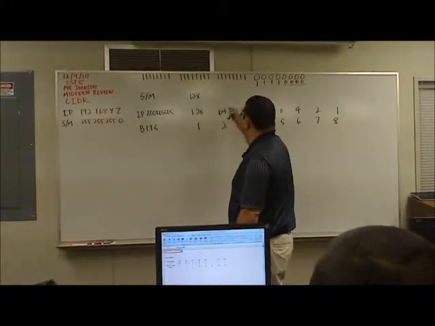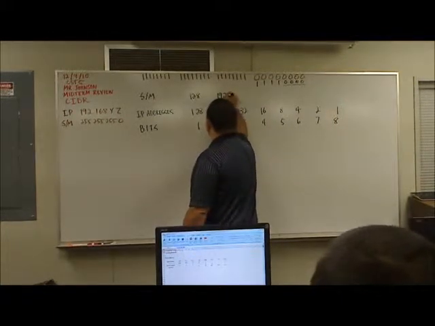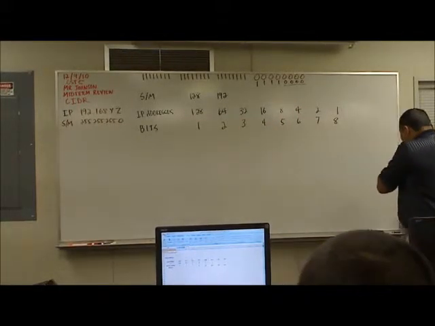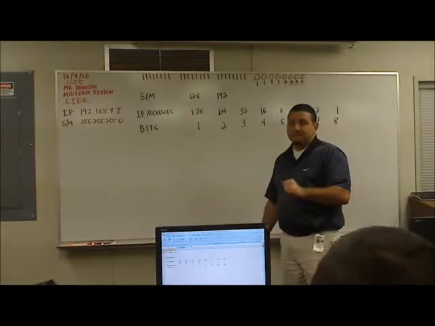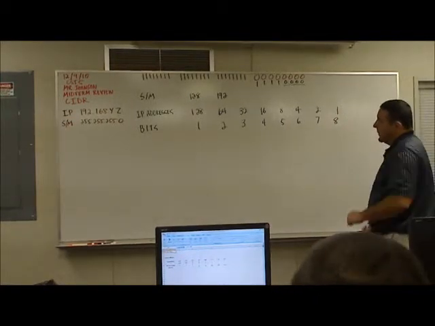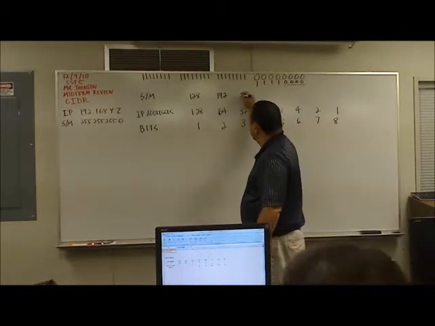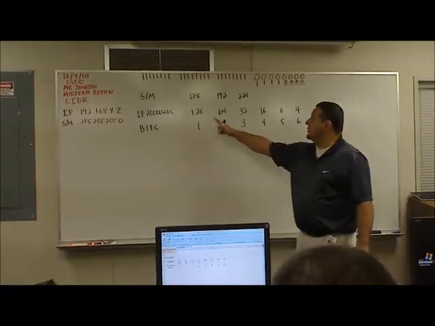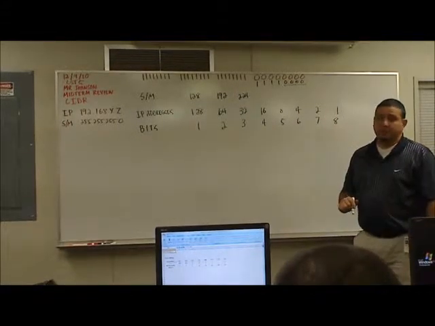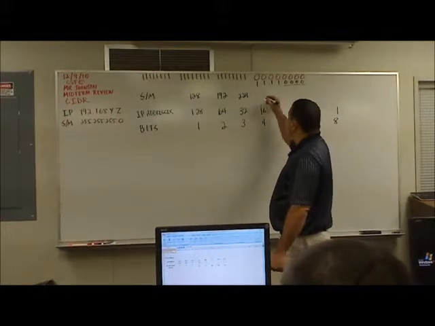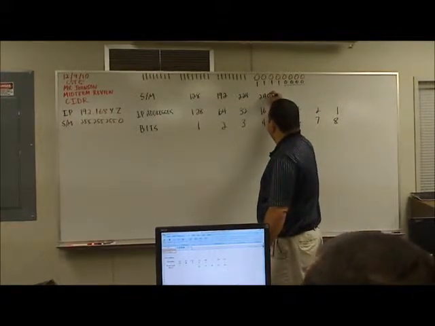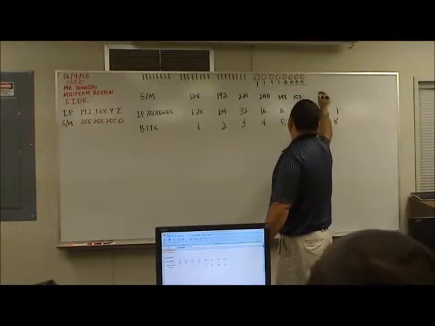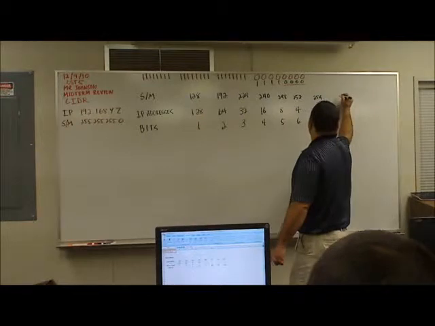If we borrow 2 bits, 128 plus 64 is 192, correct? We borrow 3 bits, 224, correct? 128 plus 64 plus 32. 4 bits, 240, 248, 252, 254, 255.